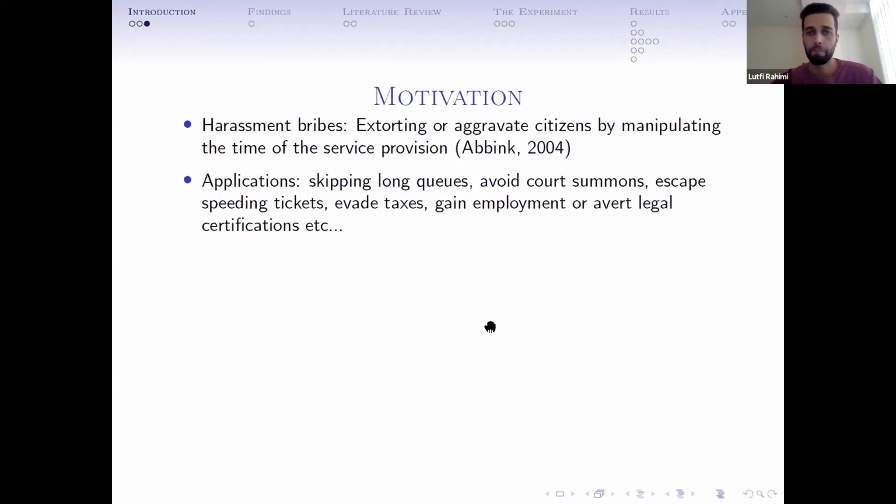And there are several applications of such a bribery or harassment bribery. You can pay to skip a long queue. The backstory of it is that while I was doing my PhD in the UK, I needed to apply for an Afghan passport because I am from Afghanistan as well.